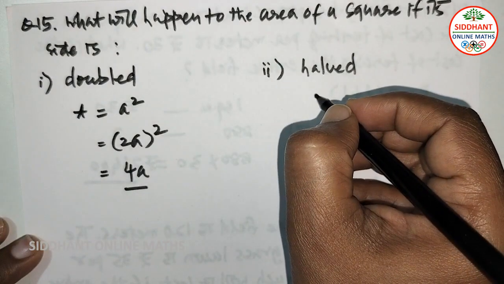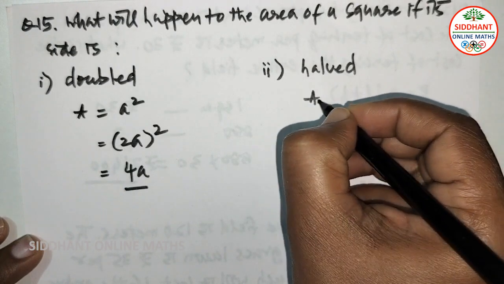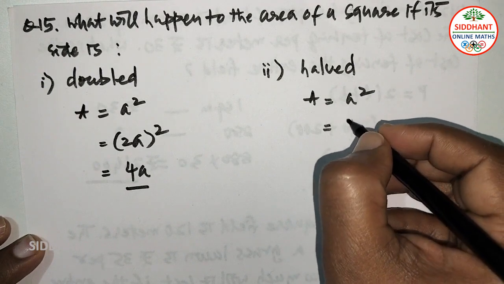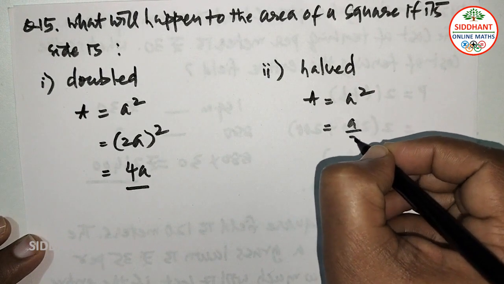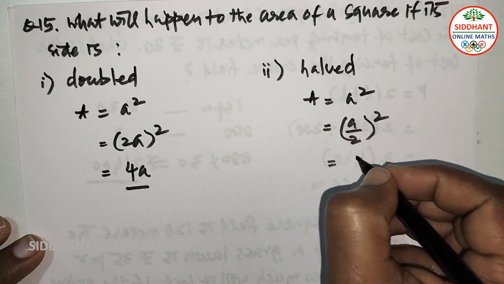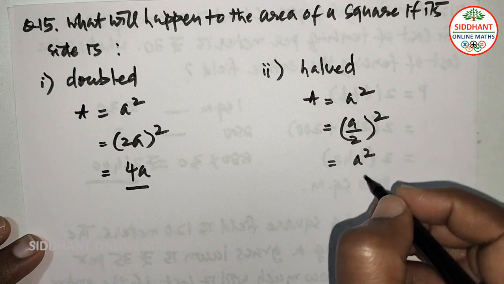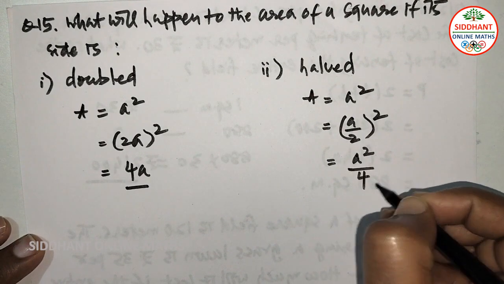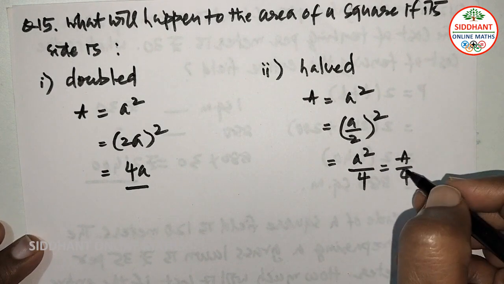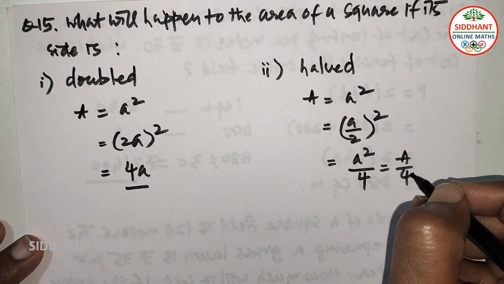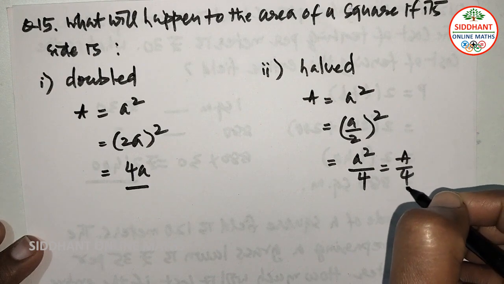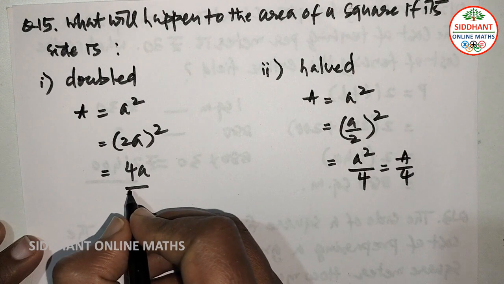Now if the side is halved, that means area is equal to A square. If the side is halved, that means A by 2 whole square. So that will become A square by 4. That means area will become 1 by 4th of its original. So here it is 1 by 4th and there it is 4 times.